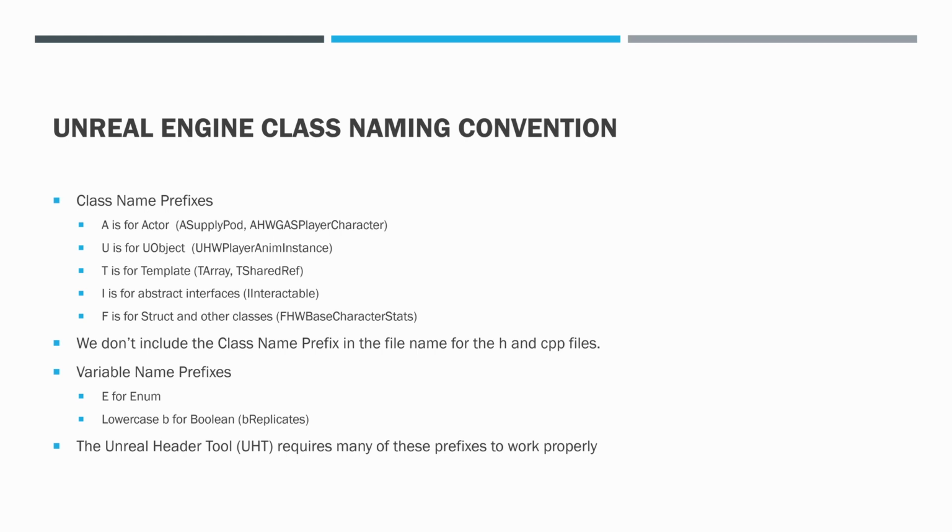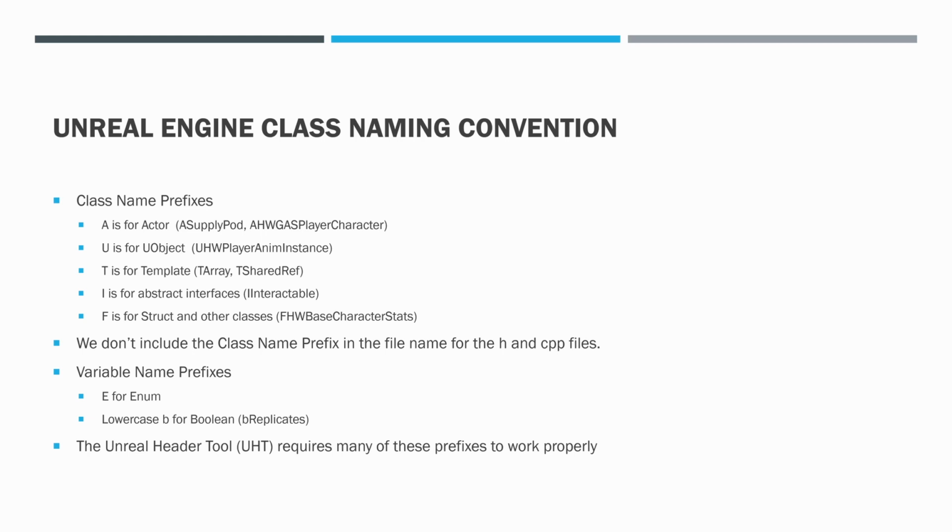Okay, Unreal Engine class naming conventions. So Epic has some very important naming conventions, and they are not all optional. Some of them are required, or your classes won't build. So we have class name prefixes. A is for actor. Some examples are ASupplyPod, AHWGASPlayerCharacter.